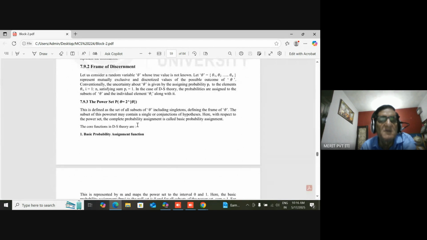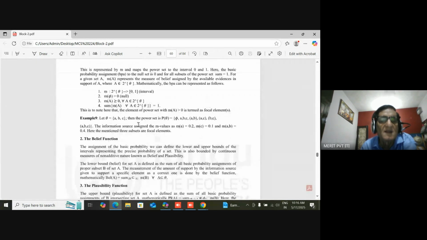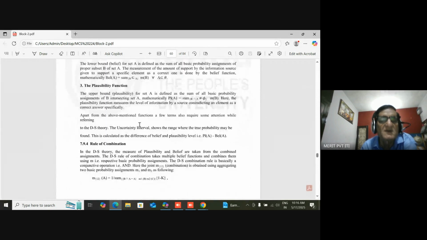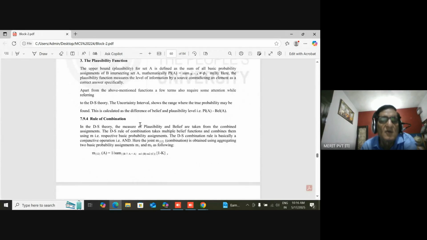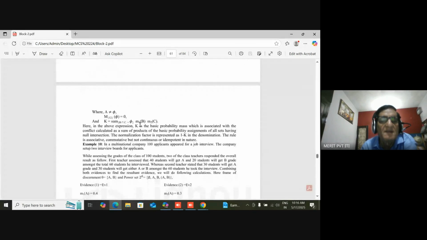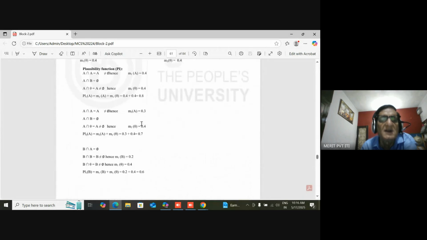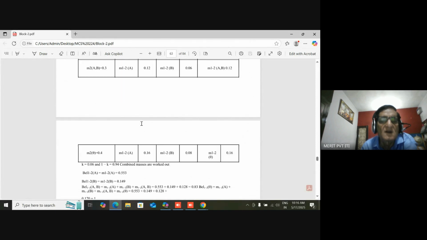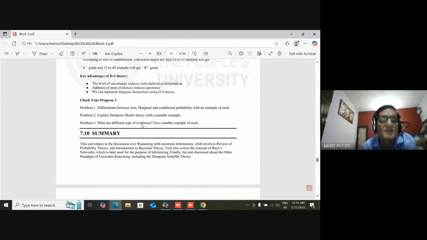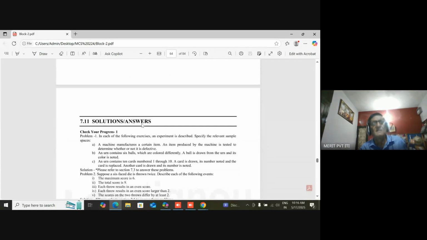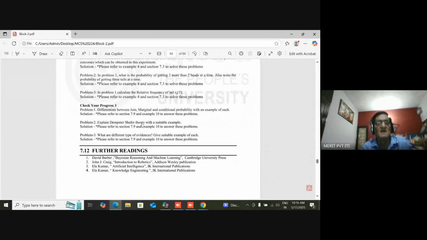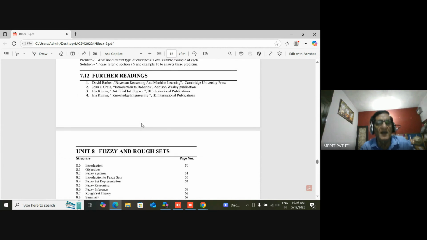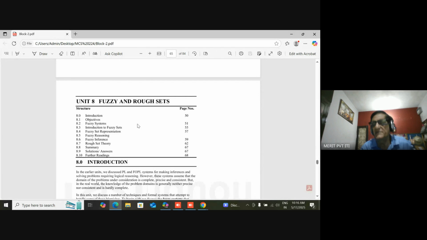A frame of discernment, look at this, the belief function, plausibility functions, rule of combination. You can read it, you can go through this. So this makes unit 3, and then comes the final unit, which is fuzzy and rough sets.